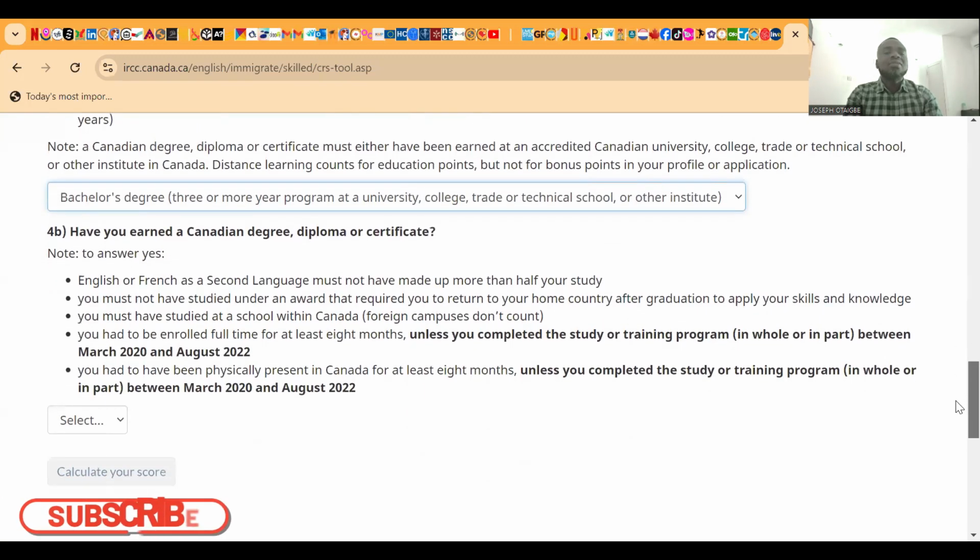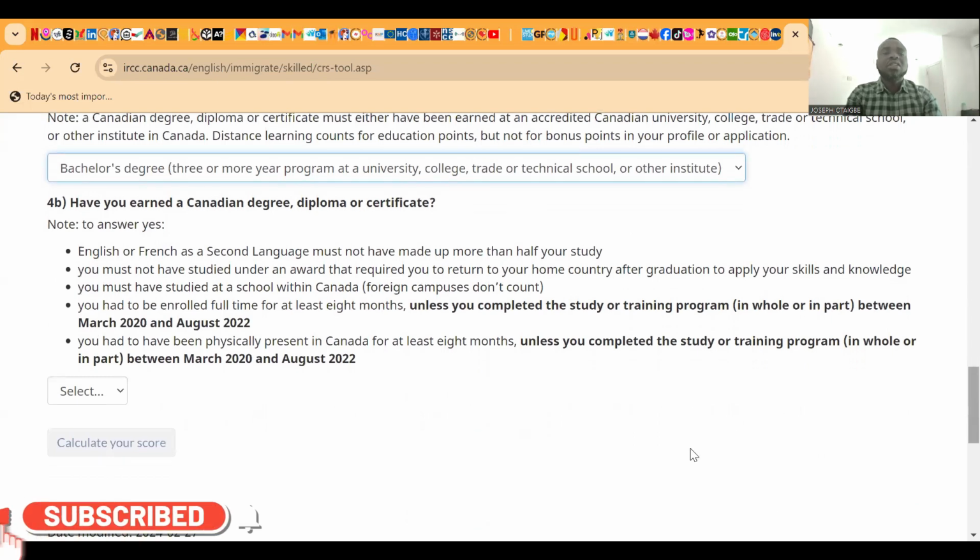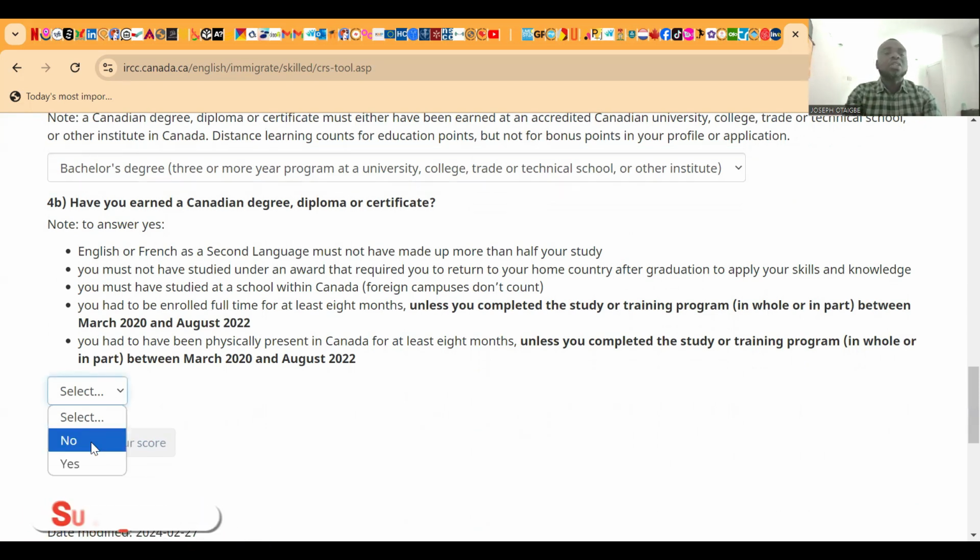Then they ask you, have you any Canadian degree, diploma or certificate? To answer this, let's say you are not in Canada and you're trying to apply for this PR outside Canada. Definitely you will not have this, where you do not have at least a 1 year qualification in Canada, because English or French as a second language may not qualify for this. You must not have made up more than half your studies. You must not have studied under awards that require you to return to your home country. Maybe you are in a short scholarship program where as soon as you're done, you have to go back to your home country. You can't use that kind of qualification for points here.